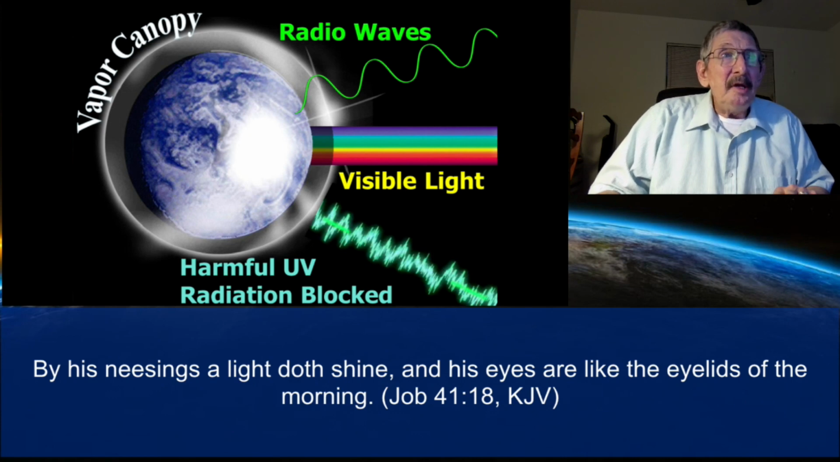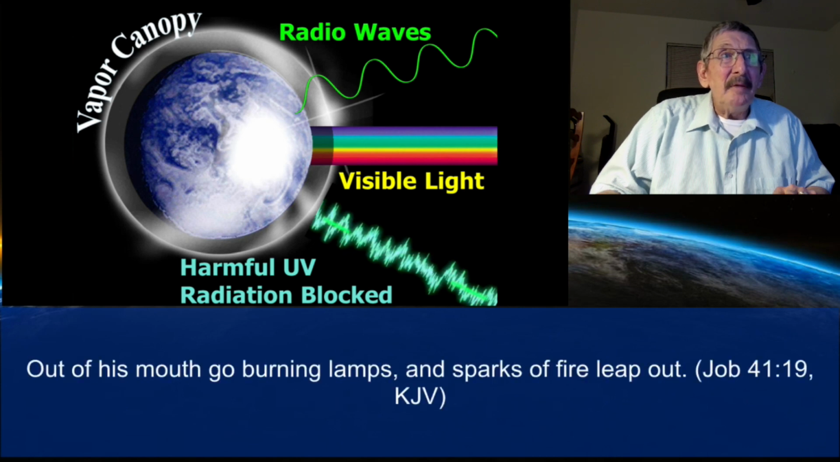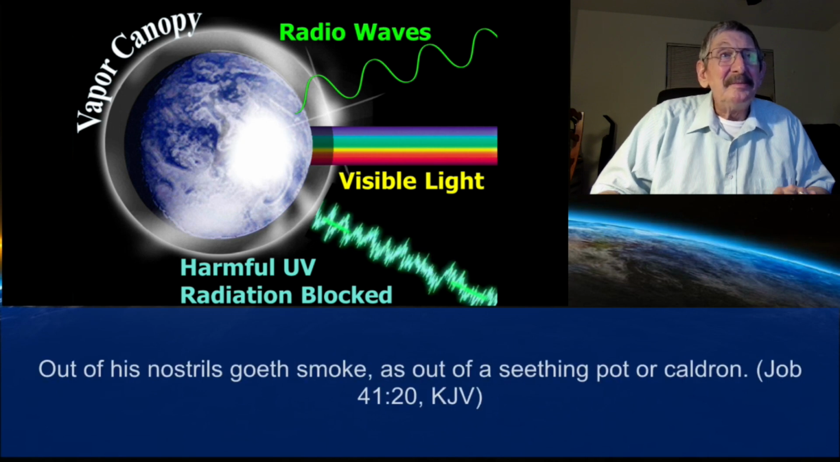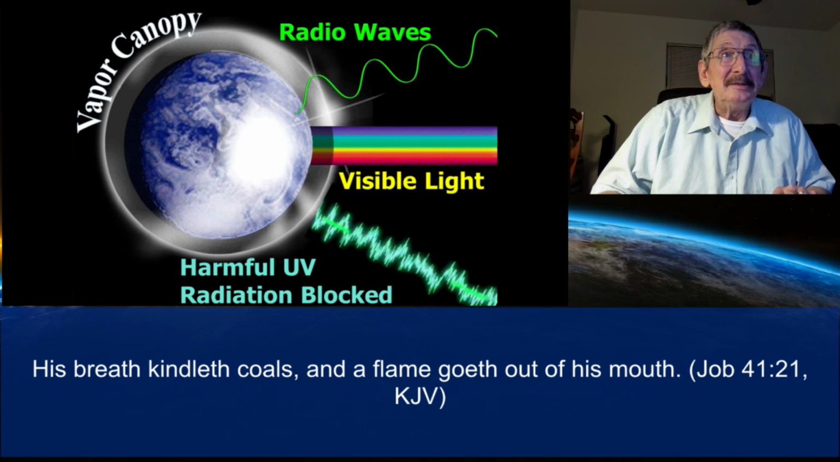By his neesings a light doth shine, and his eyes are like the eyelids of the morning. Out of his mouth go burning lamps, and sparks of fire leap out. That's an important verse. Out of his nostrils goeth smoke, as out of a seething pot or cauldron. His breath kindleth coals, and a flame goeth out of his mouth. That's pretty plain right there.